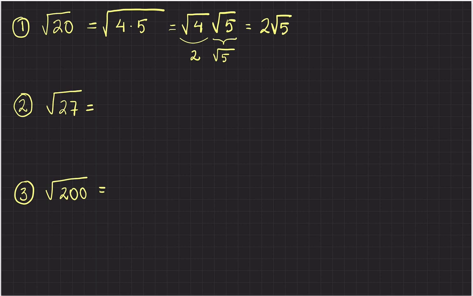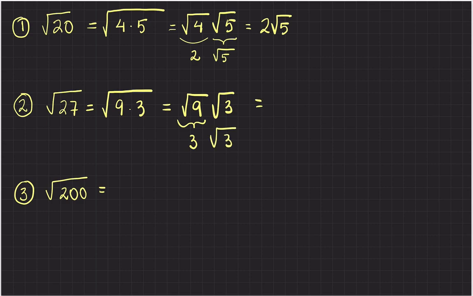Let's say square root of 27. Again, we're going to find factors of 27 where one of those factors is a perfect square number. So 9 times 3. 9 is your perfect square number. So single square roots, and square root of 9 is 3, and square root of 3 is just square root of 3. So this is your answer.